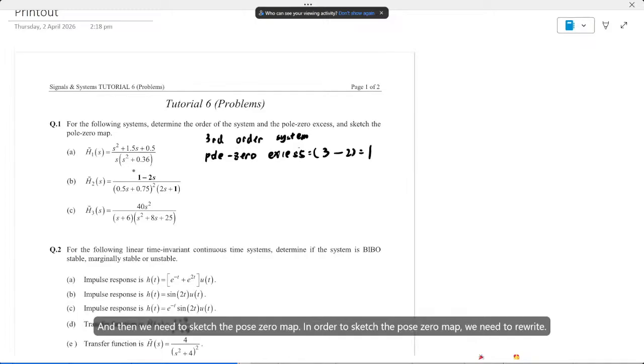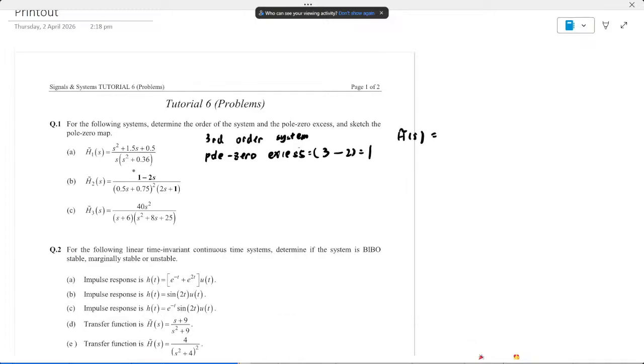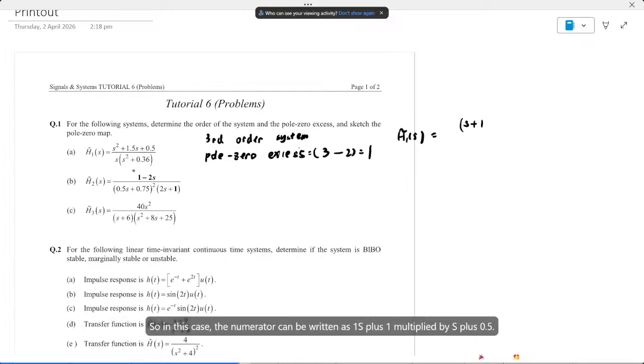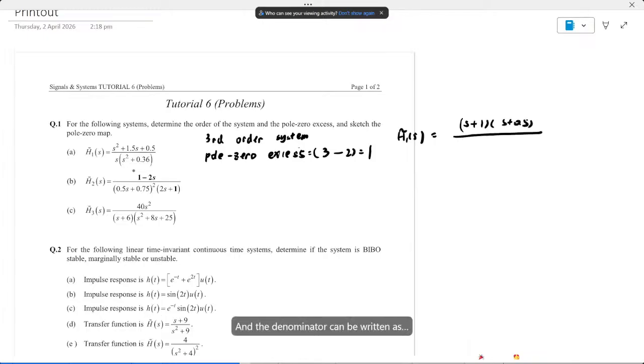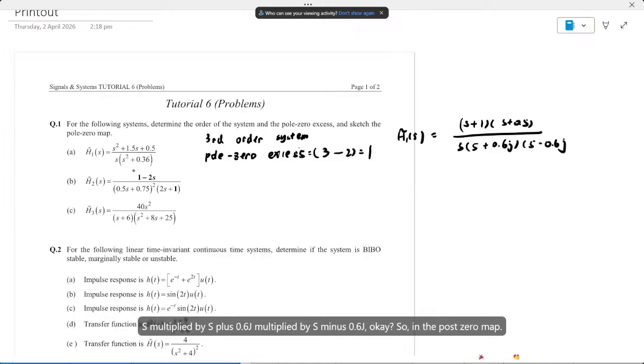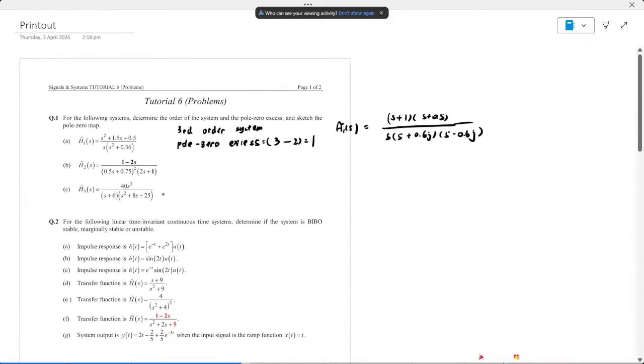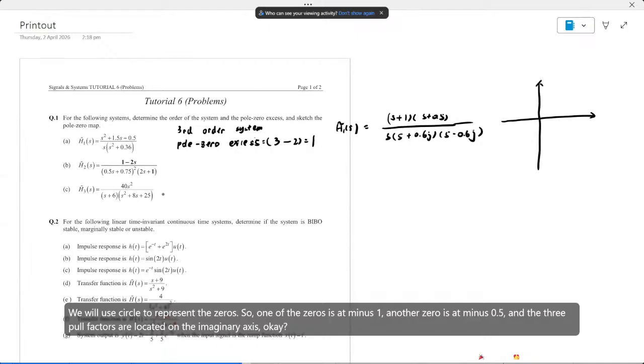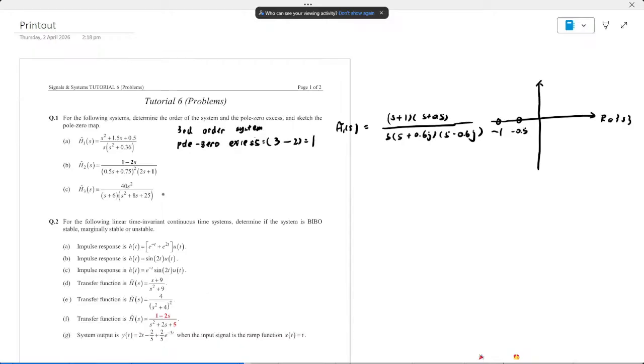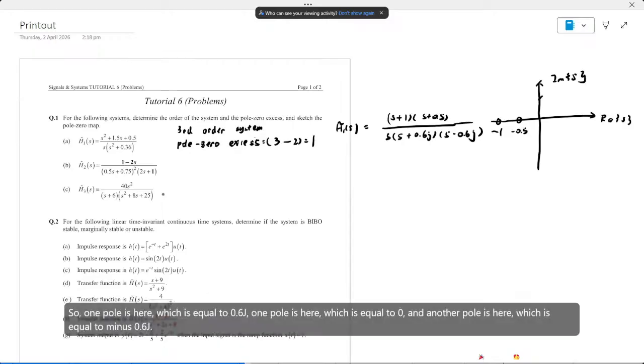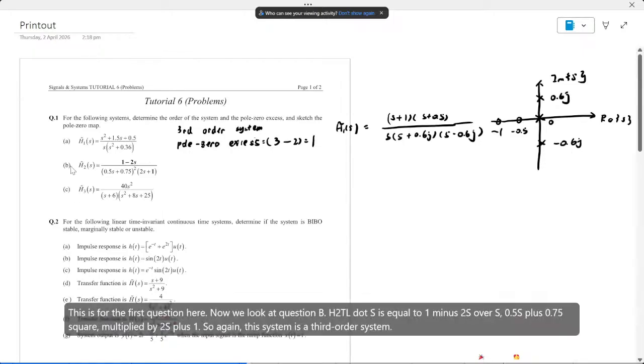And then we need to sketch the pole zero map. In order to sketch the pole zero map, we need to rewrite the transfer function. So in this case, the numerator can be written as 1, s plus 1 multiplied by s plus 0.5, and the denominator can be written as s multiplied by s plus 0.6j multiplied by s minus 0.6j. Okay, so in the pole zero map, we will use circles to represent the zeros. So one of the zeros is at minus 1, another zero is at minus 0.5, and the 3 poles are located on the imaginary axis. One pole is here, which is equal to 0.6j, one pole is here, which is equal to 0, and another pole is here, which is equal to minus 0.6j. This is for the first question here.